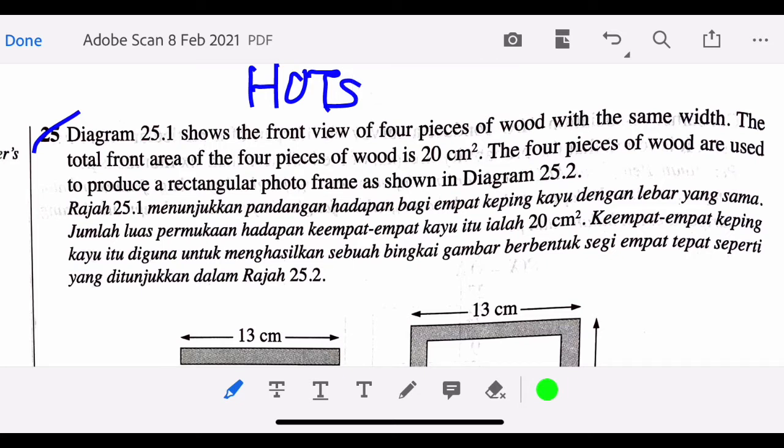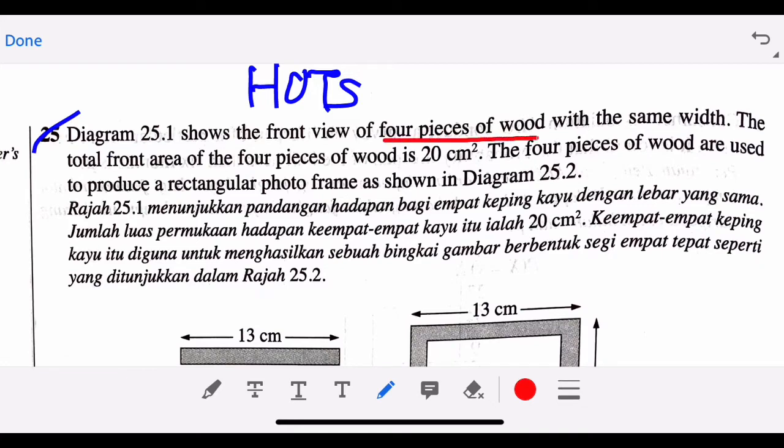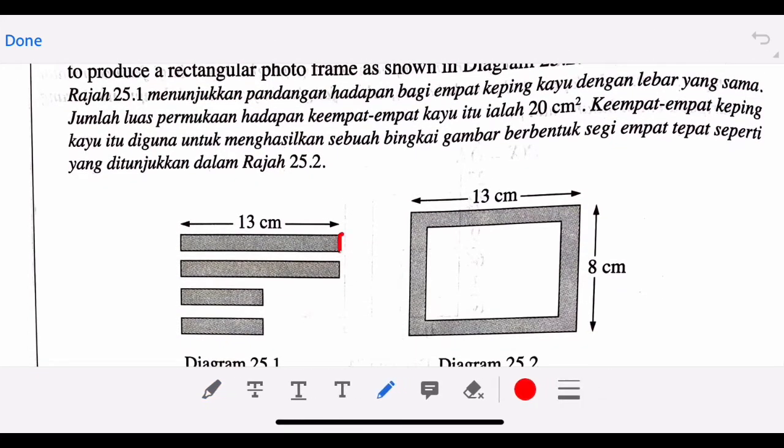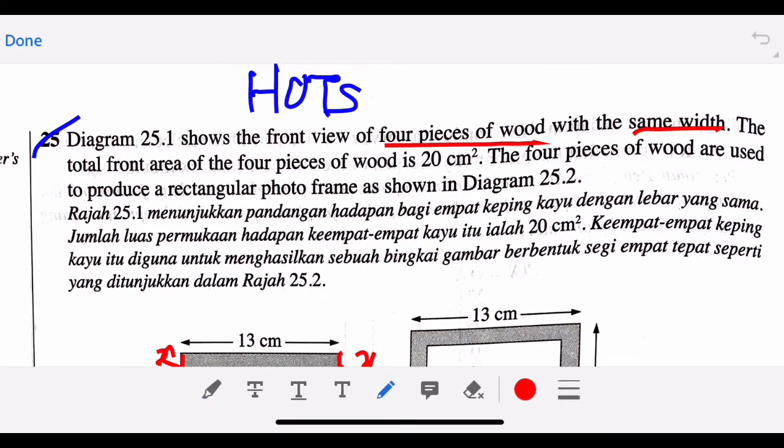Okay, so let's highlight the keywords. You have 4 pieces of wood with the same width. So let's go to the wood, and then this is the width, isn't it? So all these are the same width, right? While you read, you can label like this. The widths are all x. Okay, it's unknown, it's not given. Whenever we see not given, we will let the width be x.